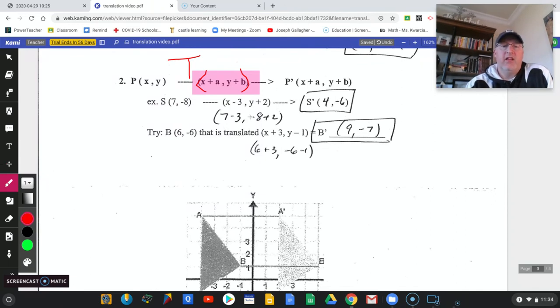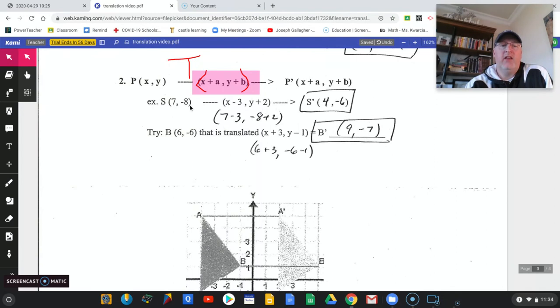This is going to tell me to subtract 3 from the x value and add 2 to the y value. So 7 minus 3 is 4. Negative 8 plus 2 is negative 6. If I try it with point B starting at 6, negative 6, I add 3 to the first number and subtract 1 from the second number. So 6 plus 3 is 9. And negative 6 minus 1 is negative 7.